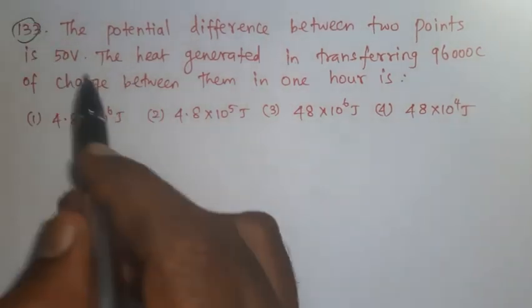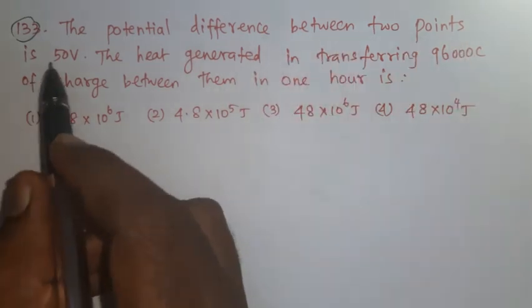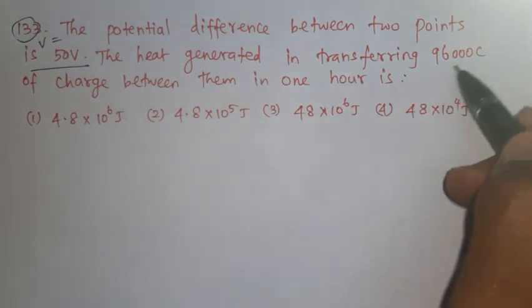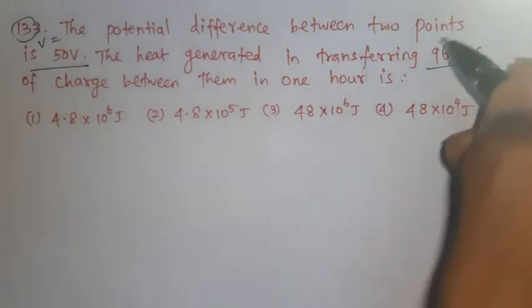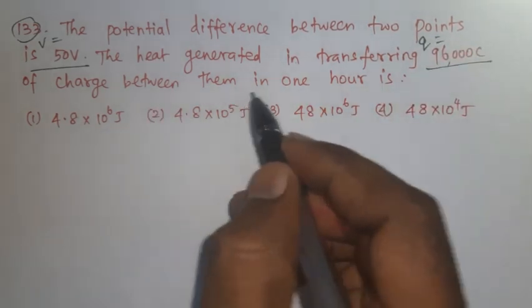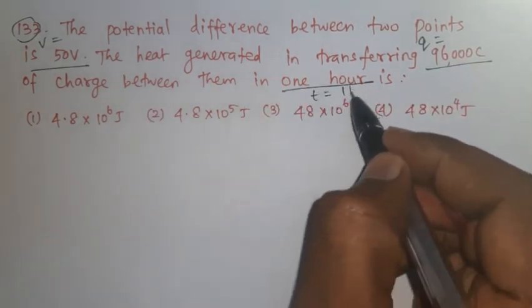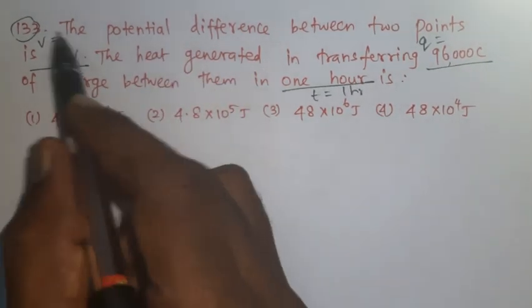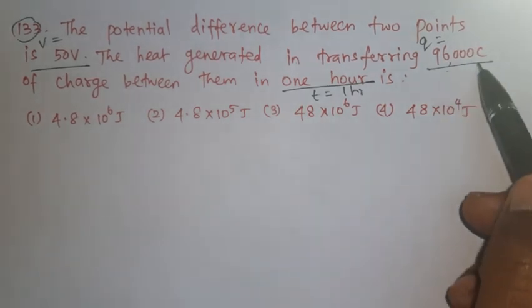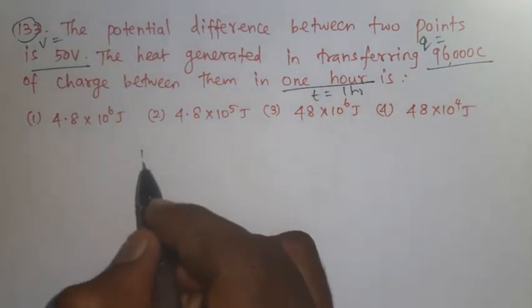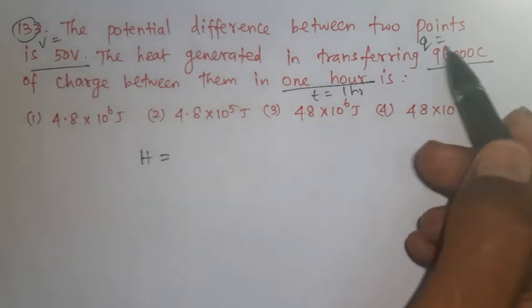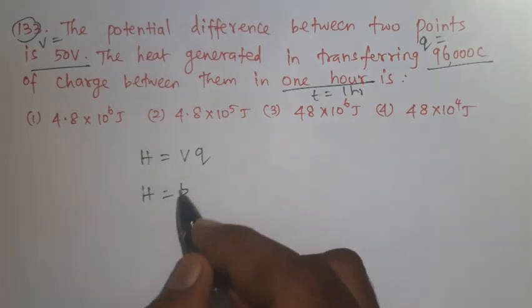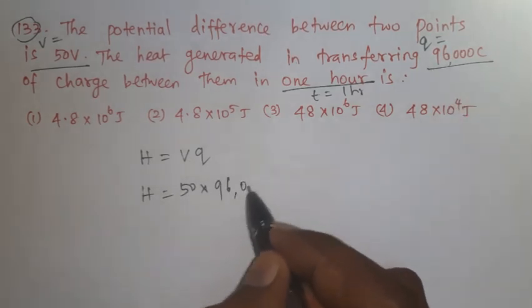Number 133. The potential difference between 2 points is 50 volt. This is V. The heat generated in transferring 96,000 coulomb of charge, that is Q, between them in 1 hour. So how much heat energy is transferred in the presence of potential 50 volt, transferring the 96,000 coulomb? We know the heat energy formula, H is equal to V Q. So H is equal to, the V value is 50, then the Q value is 96,000 coulomb.